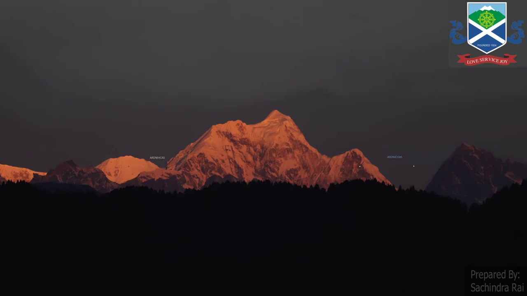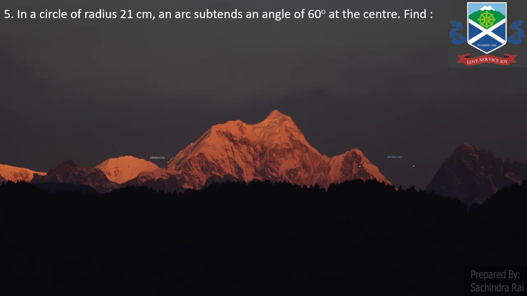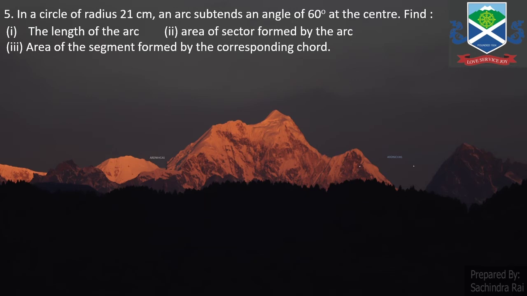Now let us look at question number 5. In a circle of radius 21 centimeter, an arc subtends an angle of 60 degree at the center. Find number 1, the length of the arc, number 2, area of sector formed by the arc, number 3, area of segment formed by the corresponding chord.